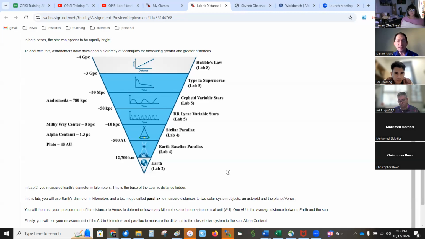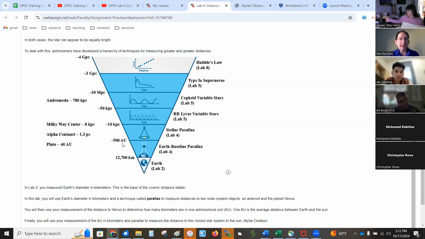But here you can see at the base in lab 2, we ended with that measurement of Earth's diameter. And so that's our starting point. Here in lab 4, we're going to start with Earth baseline. Well, we're going to start with the manual exercise. But after that, Earth baseline parallax. So we use that measurement of Earth's diameter to measure distances within the solar system.